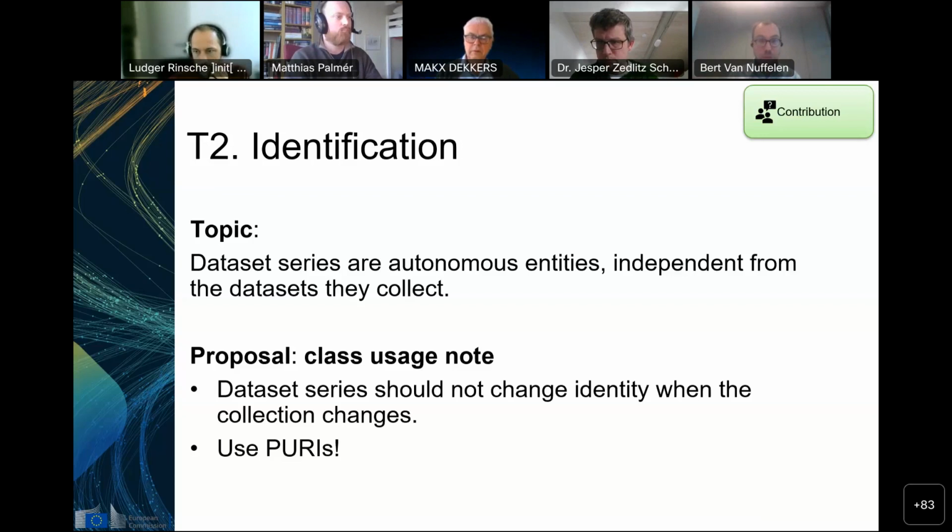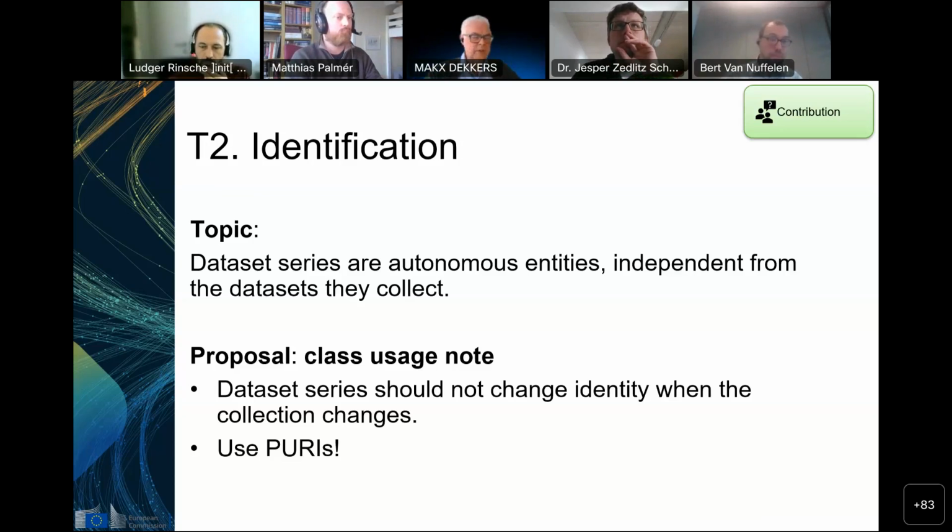And therefore, we would recommend using persistent URIs to identify this. Maybe this is kind of obvious, but I wanted to raise this as a usage note. And of course, something that is connected to it: dataset series have their own life cycle, independent of the datasets that they are collecting.